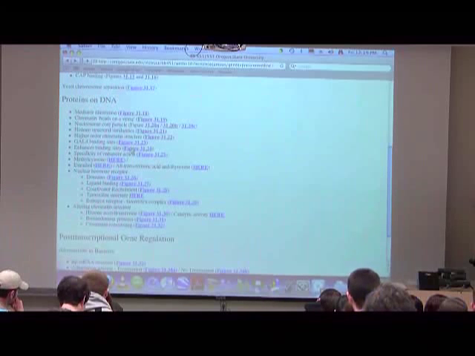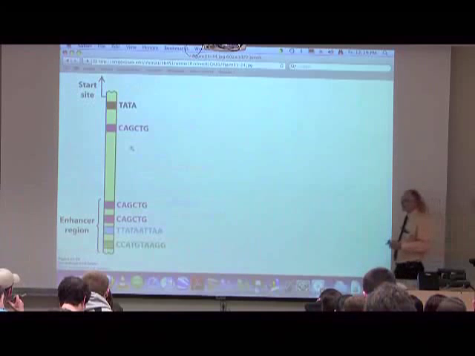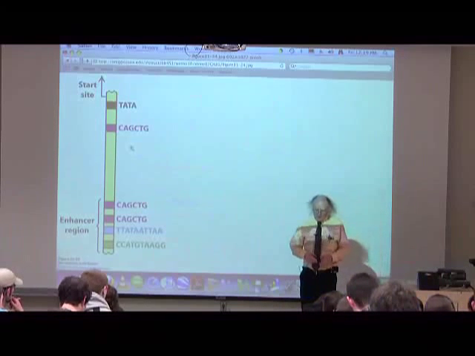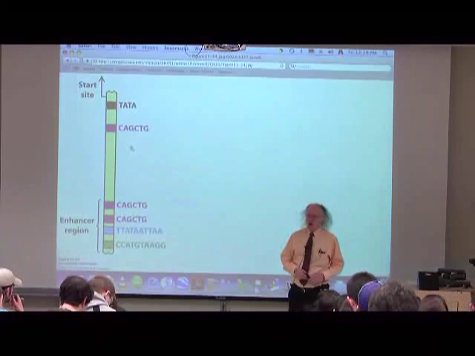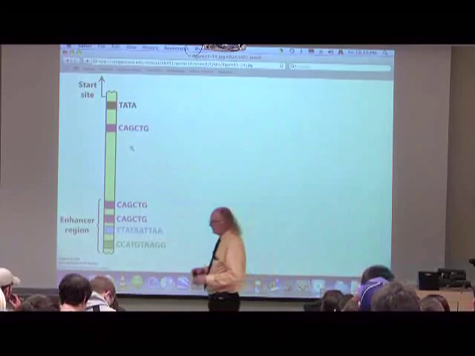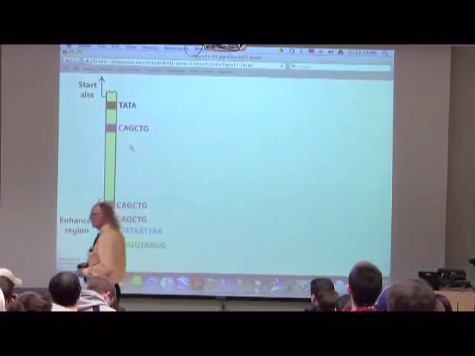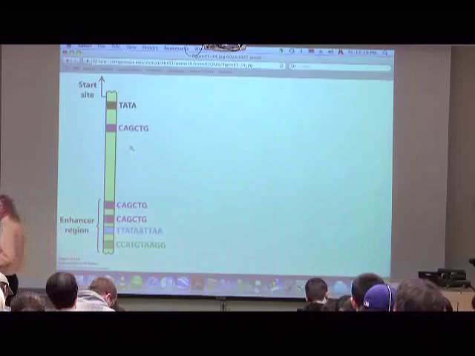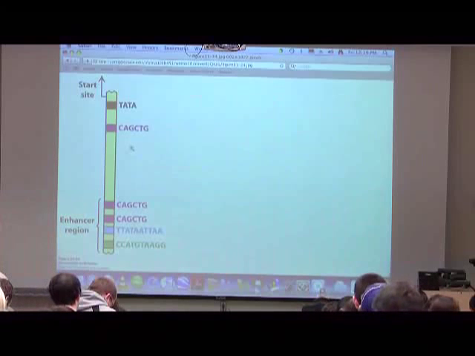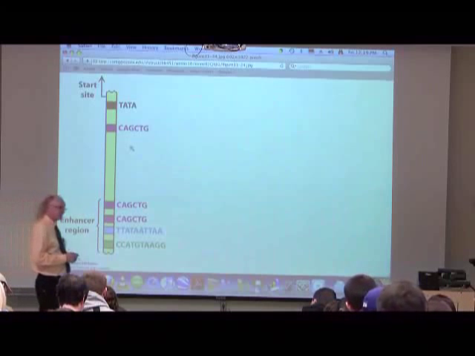Let's talk about enhancer sequences again. So when I talked about eukaryotic RNA earlier, I said that we found not only promoters, which is what we see in bacterial cells, but we also see other sequence elements related to the promoter called enhancers.